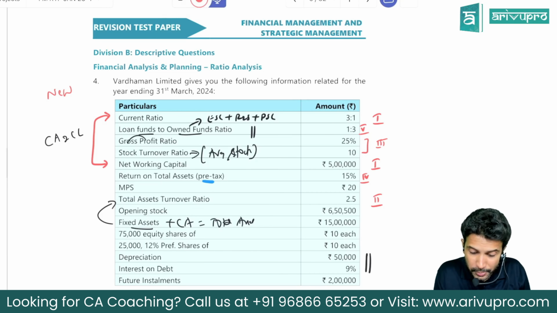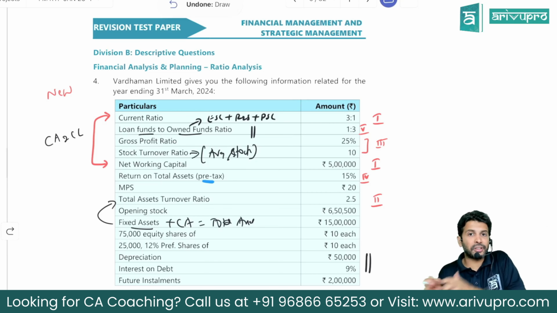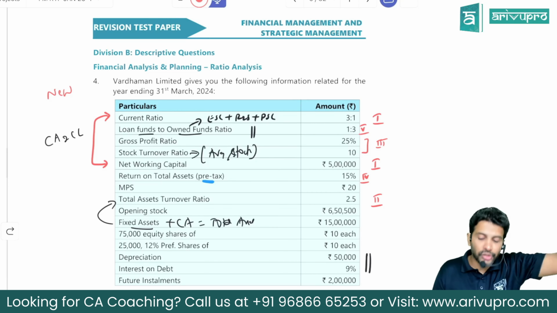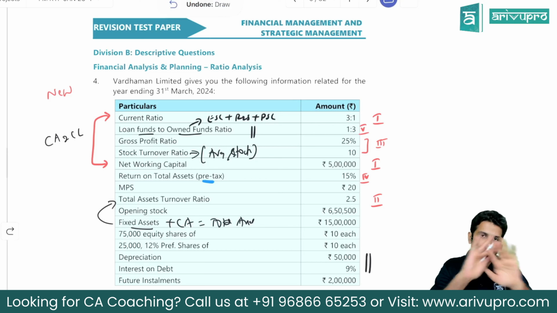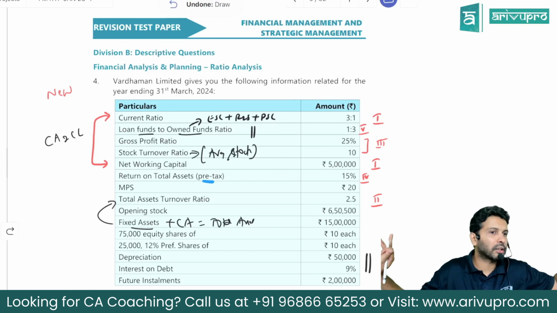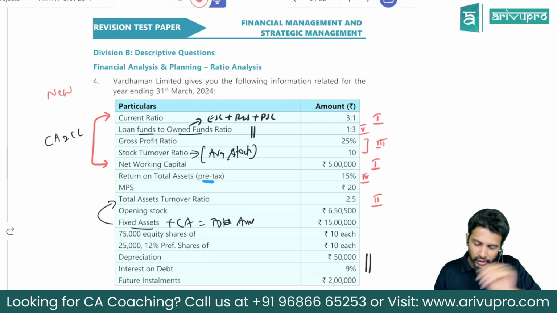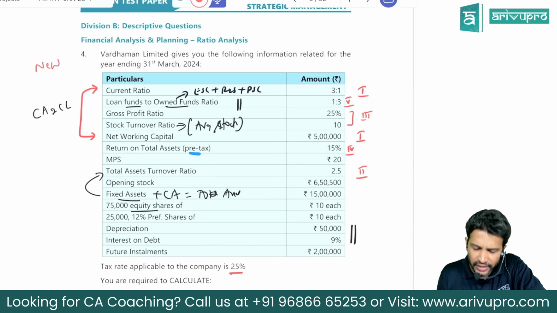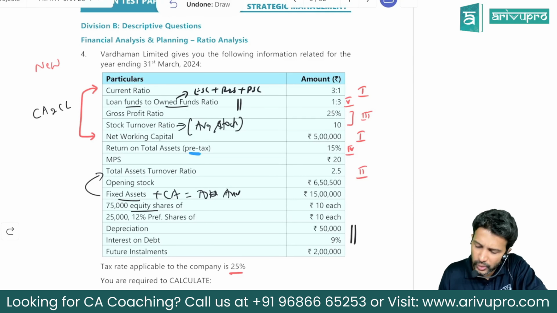Sales, they have given GP percentage. If I reduce GP percentage, I will get COGS. Using COGS, I will find stock turnover ratio. Everything done. Okay, now that's the connection. Okay, people. Yes, they have given equity shares, 75,000 equity shares of 10 each. So equity share capital is 7.5 lakh.